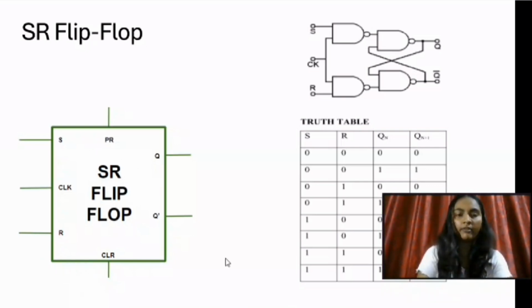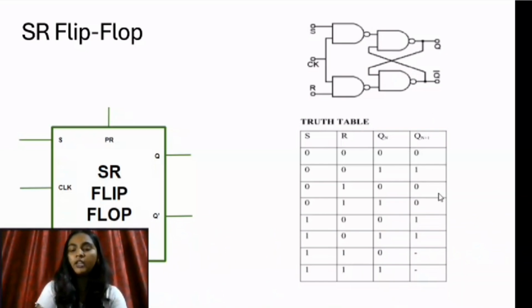We have the SR flip-flop diagram here where we have three inputs, S, CLK that is clock, and R, and two outputs, Q and Q naught. We have four NAND gates in the circuit diagram of the SR flip-flop, and here we have the truth table of the SR flip-flop.